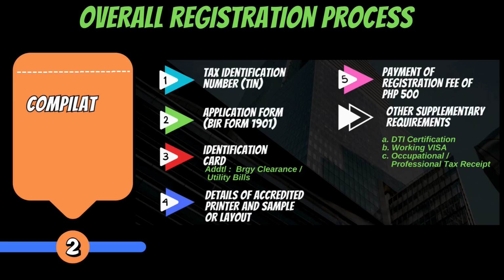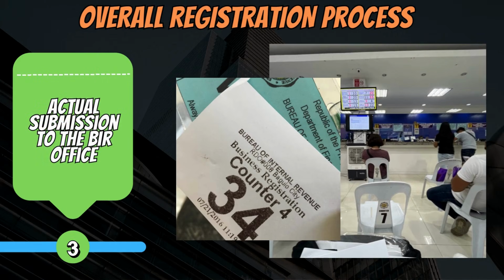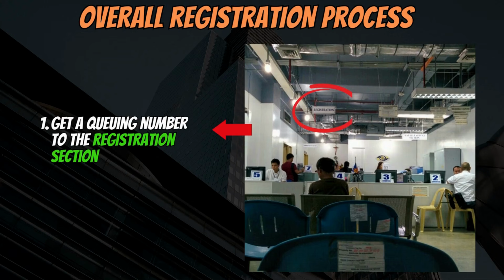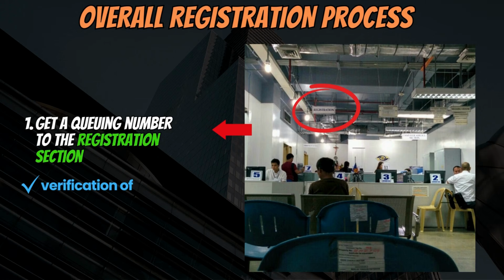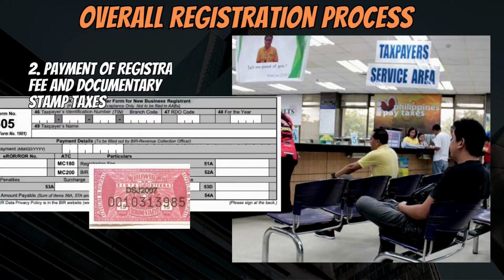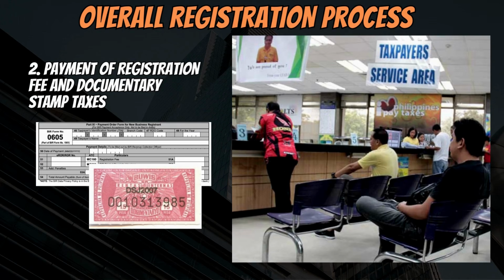After completing the BIR forms and compiling the other relevant requirements, you are now ready to visit the BIR office. At the BIR office, get a queuing number for the new business registration section from the guard and wait for your number to be called. This particular officer will be reviewing your registration requirements. Once they validate the completeness of your requirements, they will require you to pay the registration fee and the stamp for your BIR certificate.